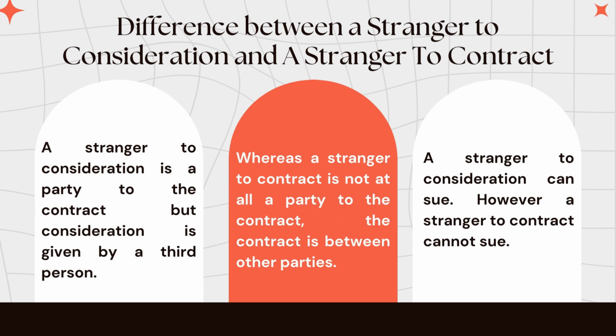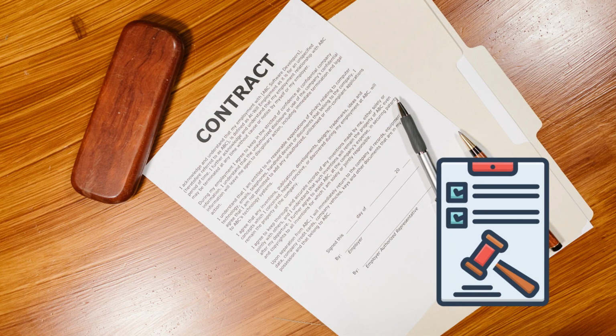So, when we talk of stranger to a contract and stranger to a consideration, we must know how that is going to create a contract. In this whole scenario, Indian law says a person may not have himself given any consideration, but he can enforce a contract if he is a party to the contract. So, a stranger to a consideration has the right to sue and be sued, whereas a stranger to a contract is not a part of the main contract, so he does not have a right to sue and be sued.